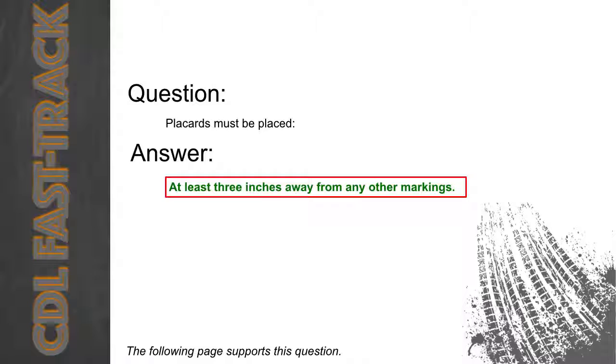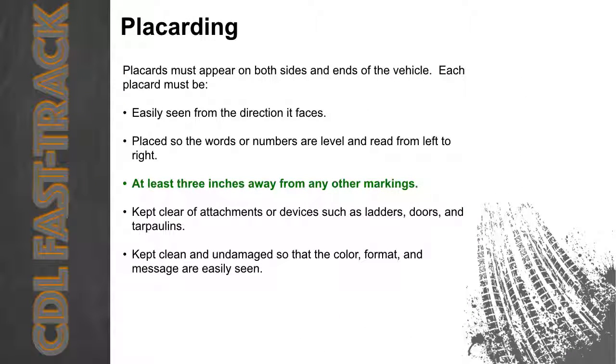Placarding revisited. Placards must appear on both sides and ends of the vehicle. Each placard must be easily seen from the direction it faces. Placed so the words or numbers are level and read from left to right, at least 3 inches away from any other markings, kept clear of attachments or devices such as ladders, doors, and tarpaulins, kept clean and undamaged so that the color, format, and message are easily seen.